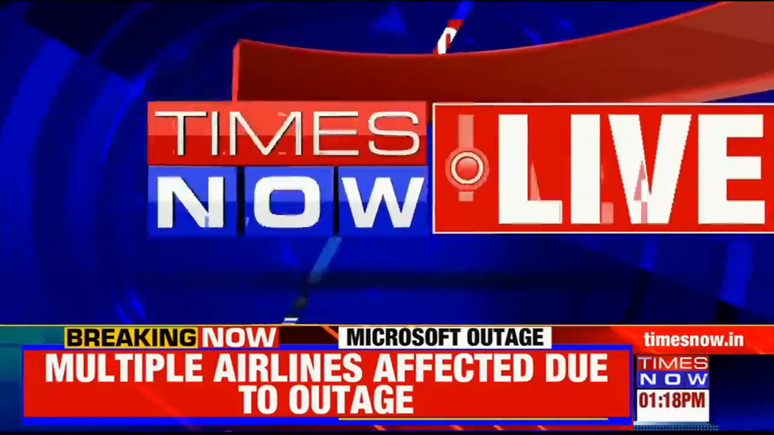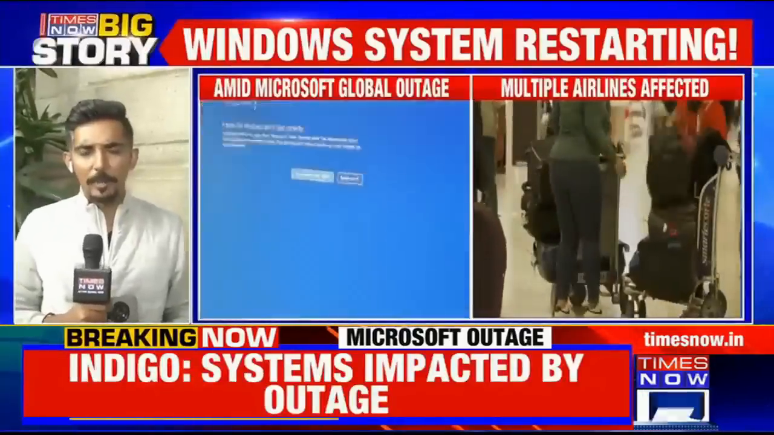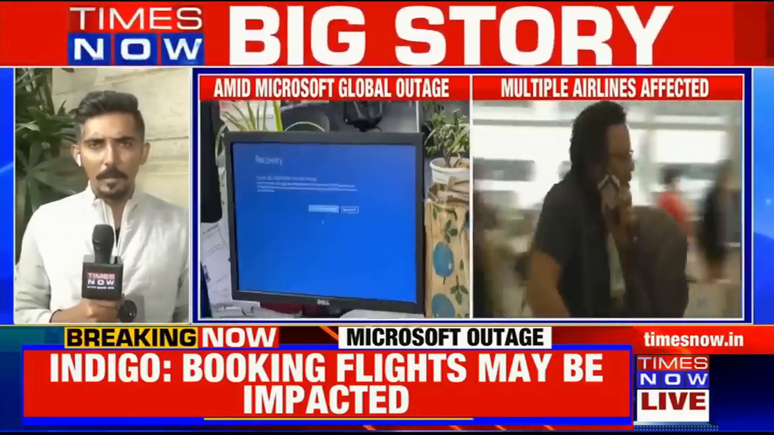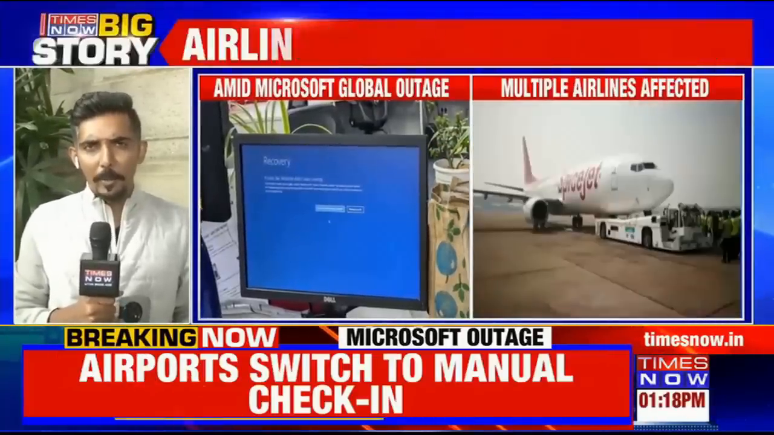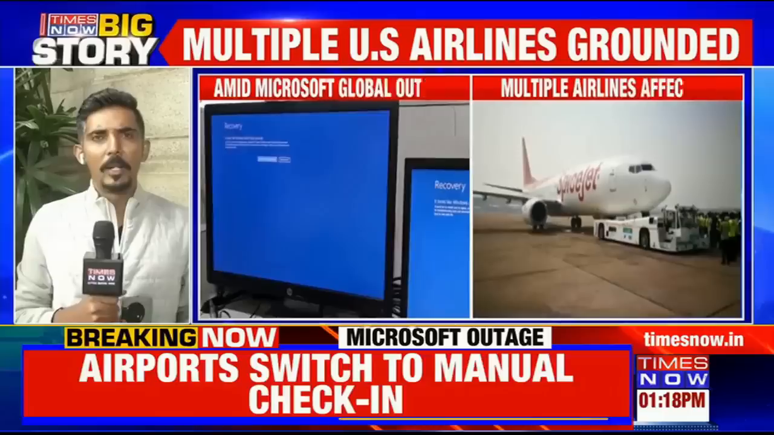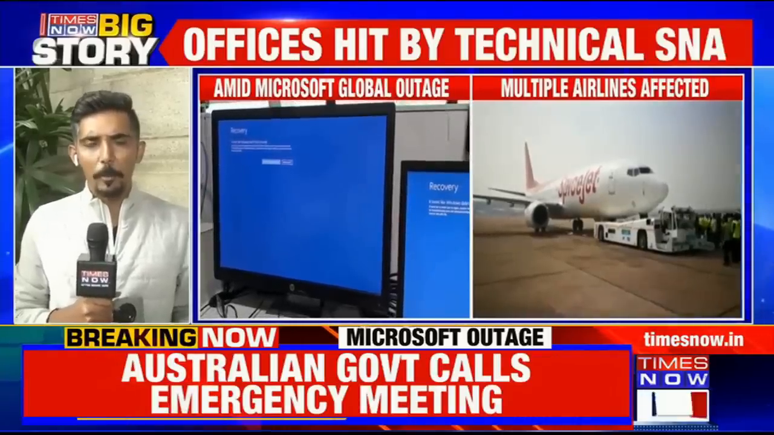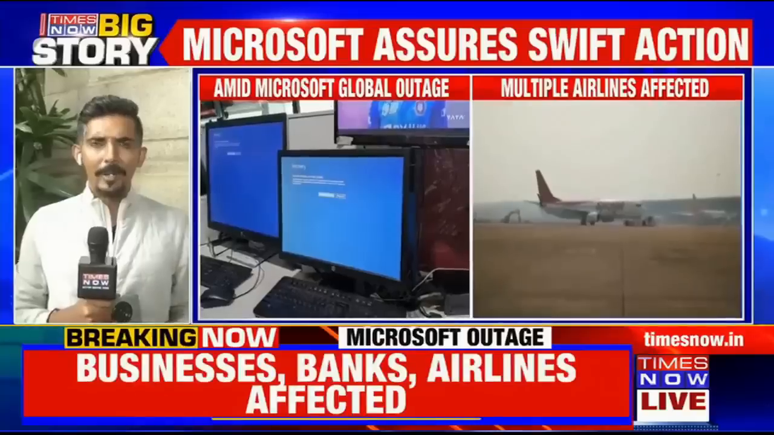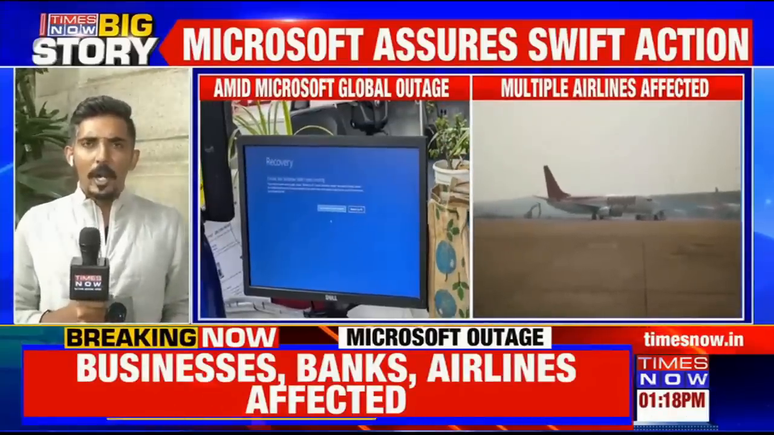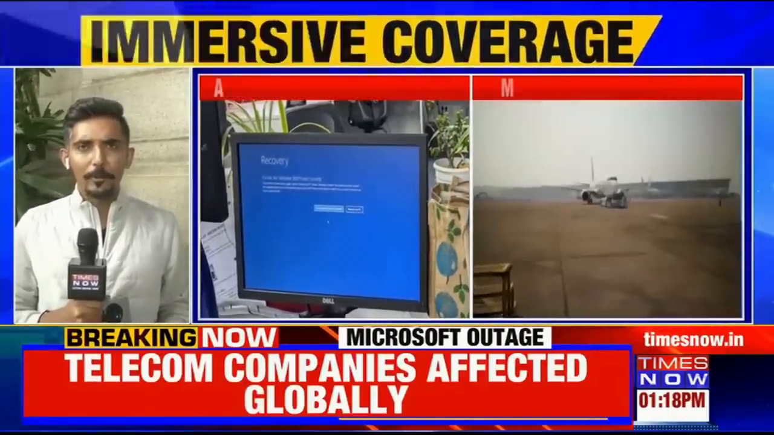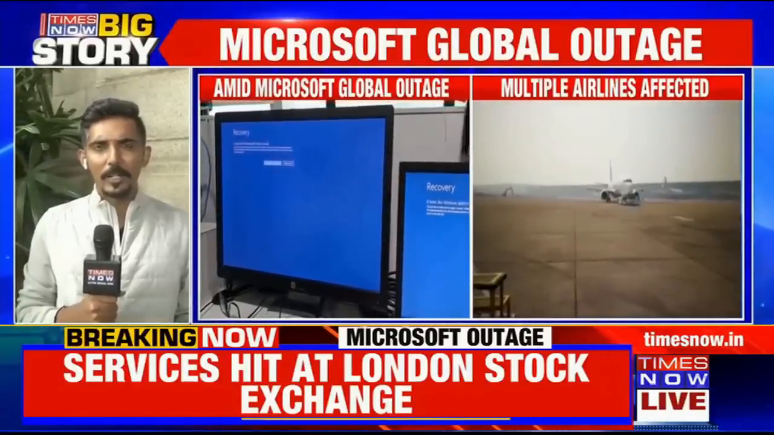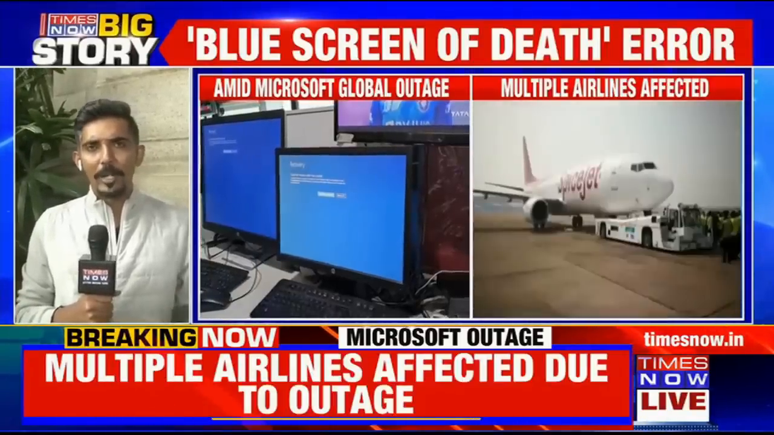Like we just mentioned a while ago, as far as the latest updates from the Bengaluru International Airport, the Kempegowda International Airport, there are multiple flights right now that have been diverted. There are delays happening. There's overcrowding being reported at this point in time, especially at the check-in counters, because most of the systems there operate on Microsoft, because of which they're not able to use the software to check in the customers, the passengers rather, and so they're doing it manually at this point in time.